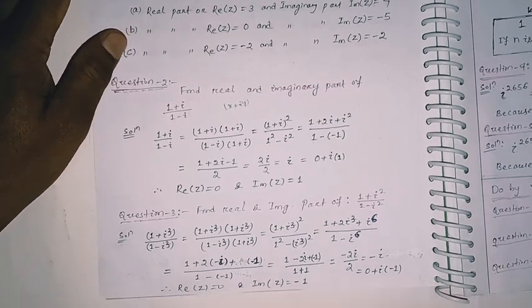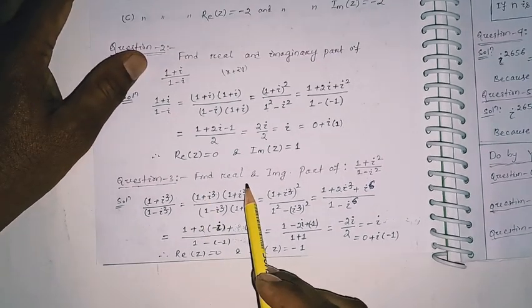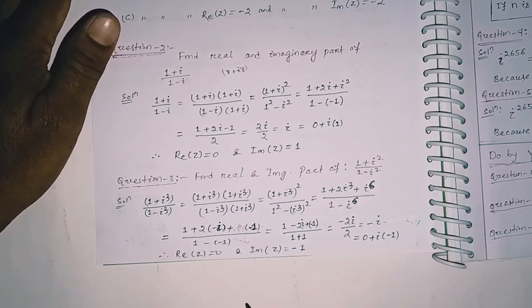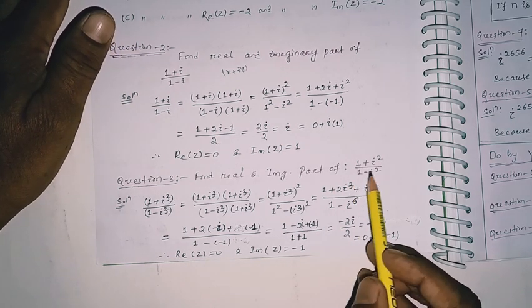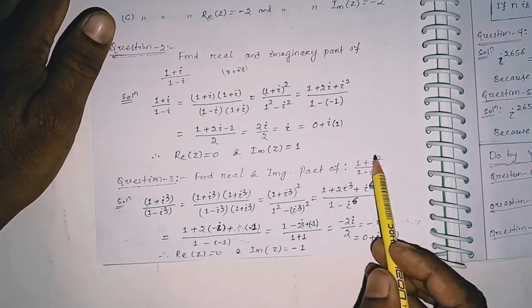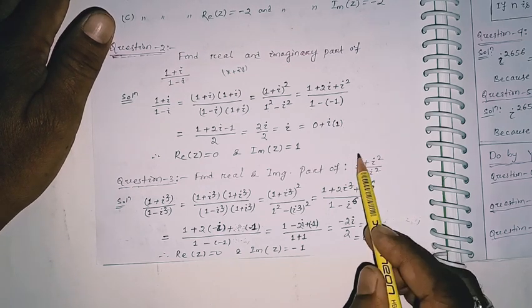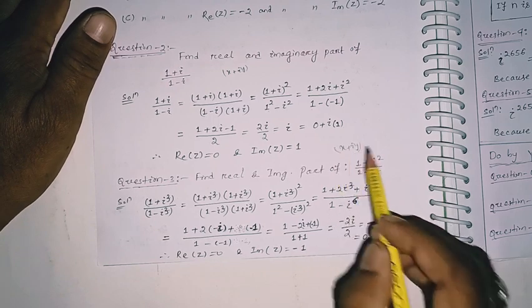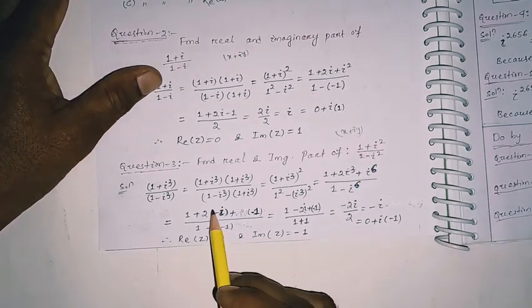Now we are going to go for another question, that is, find the real and imaginary parts of (1 plus i) cube by (1 minus i) cube. Same thing, to find the real and imaginary parts of this question, first we have to rewrite this given expression in the form of x plus iy.